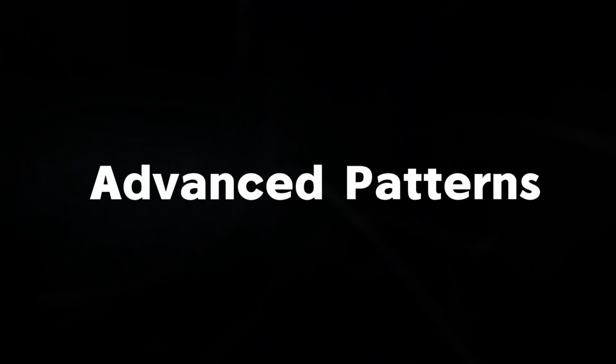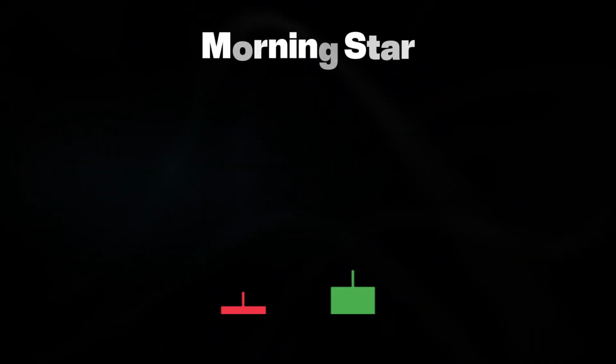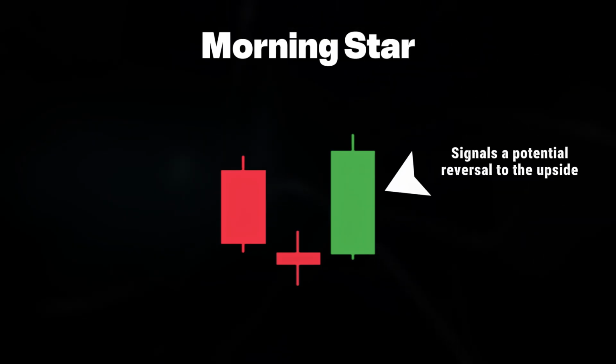Now let's move into the advanced patterns. These are more powerful because instead of just 1 or 2 candles, they tell a full story across 3 candles. Pattern number 6, the morning star. This is a 3-candle formation that signals a potential reversal to the upside.